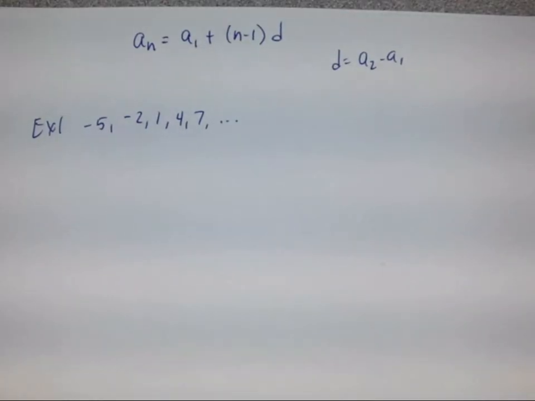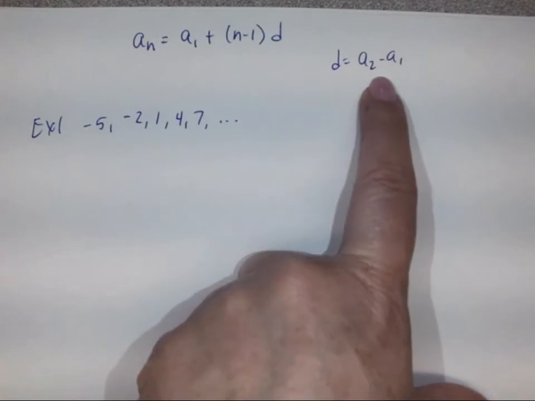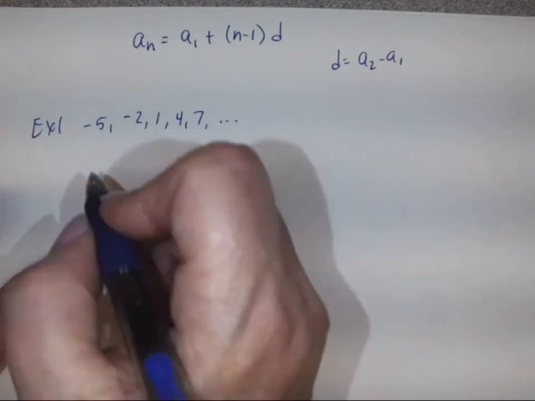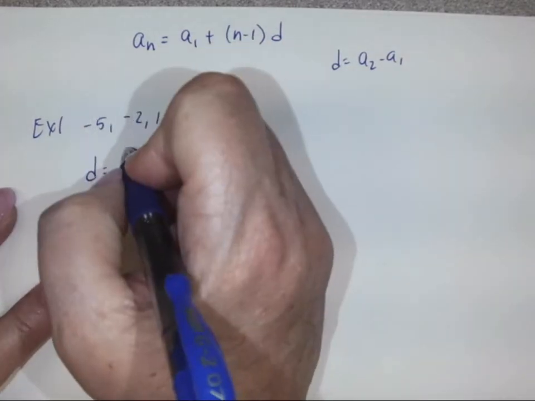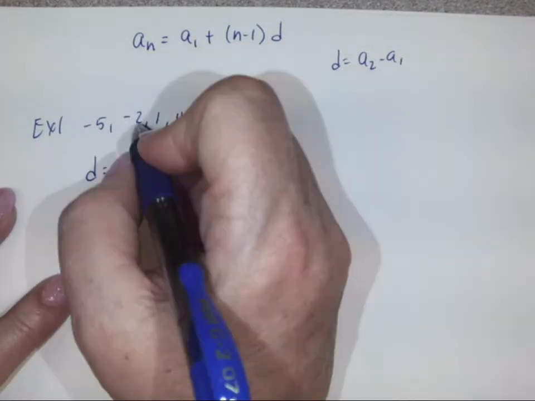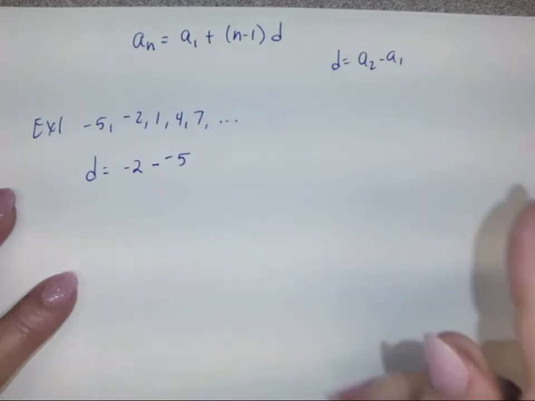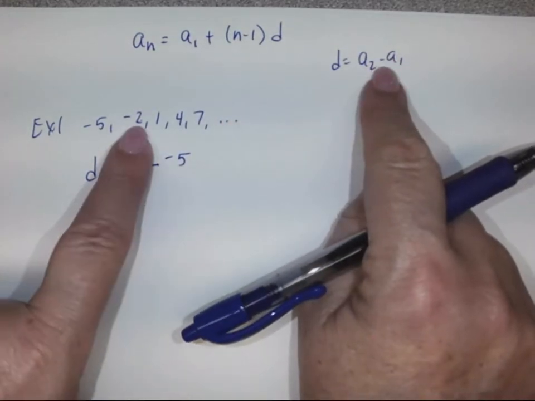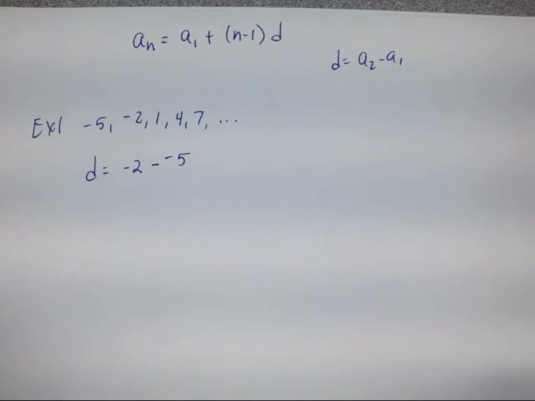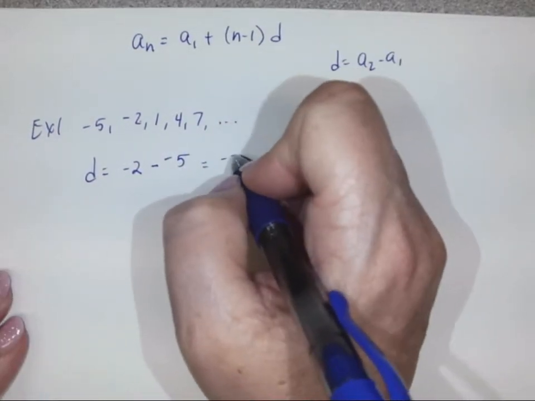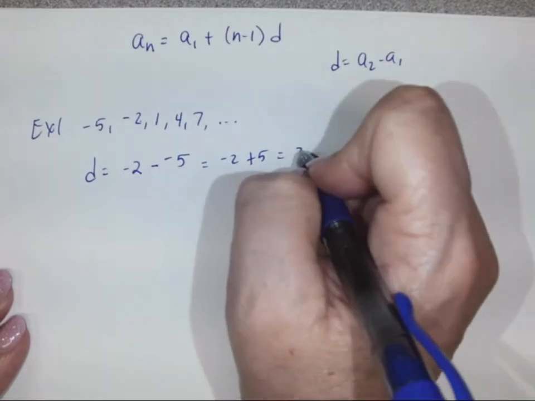And we want to find the common difference. So d is equal to the difference of the first two terms. Our d in this case will be negative 2 minus negative 5. You have to make sure you go in the right order. It's the second term minus the first term. So that becomes negative 2 plus 5, which gets us 3.